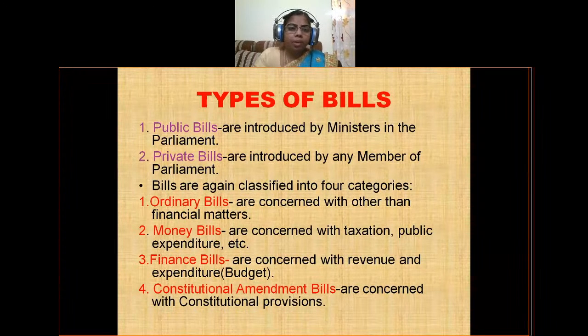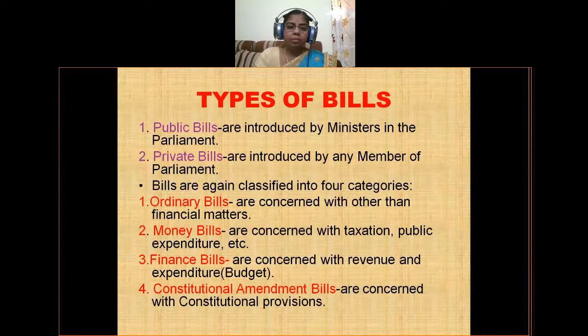And what are private bills means? Bills that are introduced by any member of parliament. That means any member of parliament, either opposition party, other party member, other than ruling party member can also introduce bills in the parliament. So those bills can be called as private bills. Bills are again classified into 4 categories. Those are ordinary bills, money bills, finance bills, and constitutional bills.